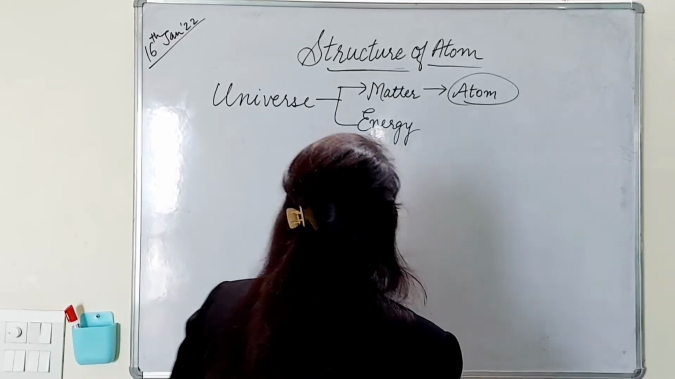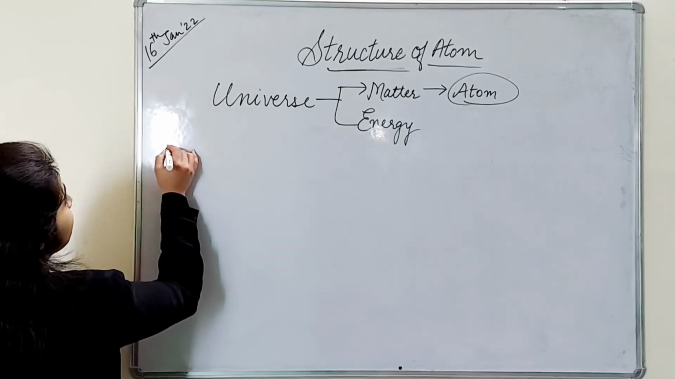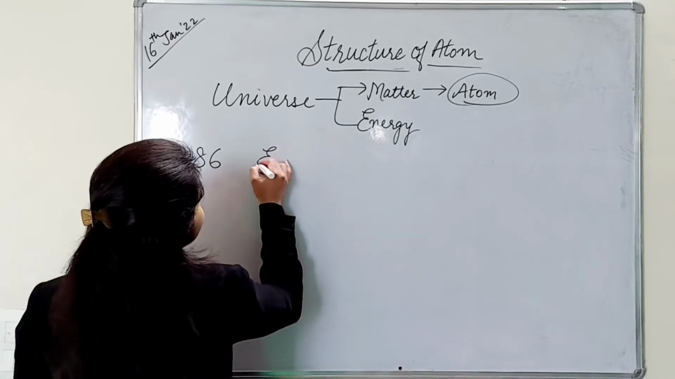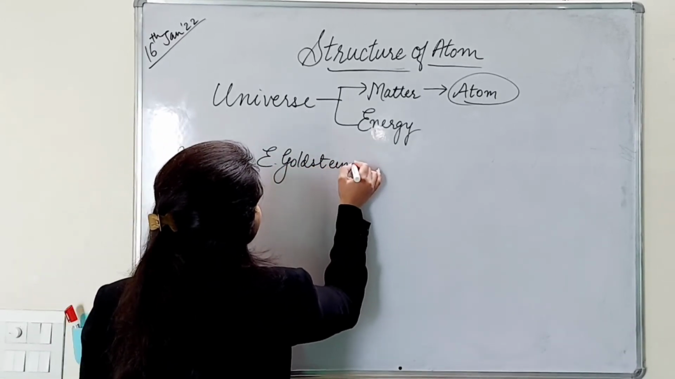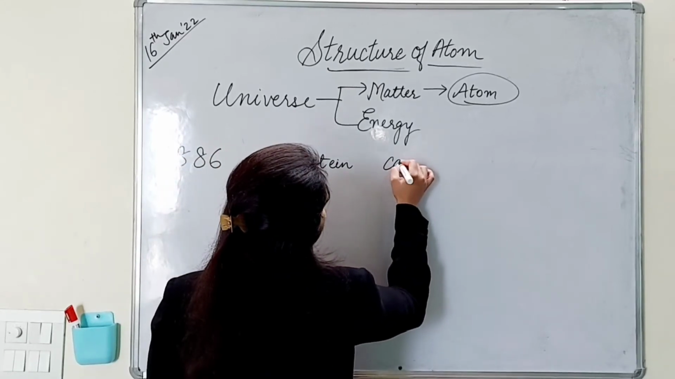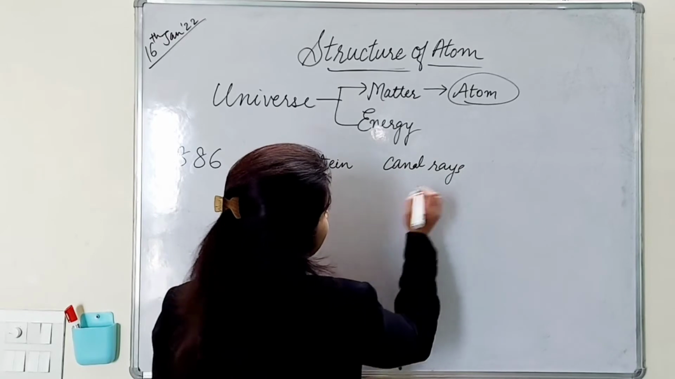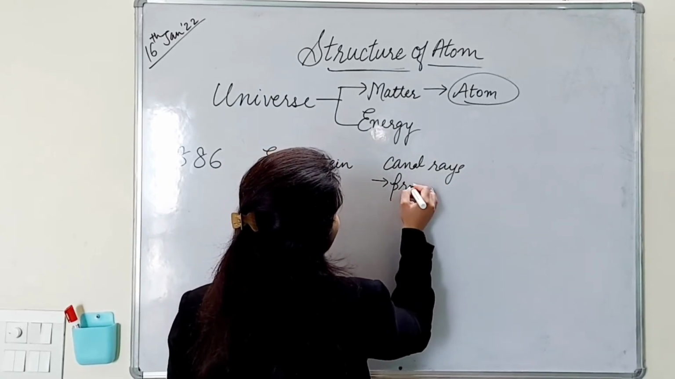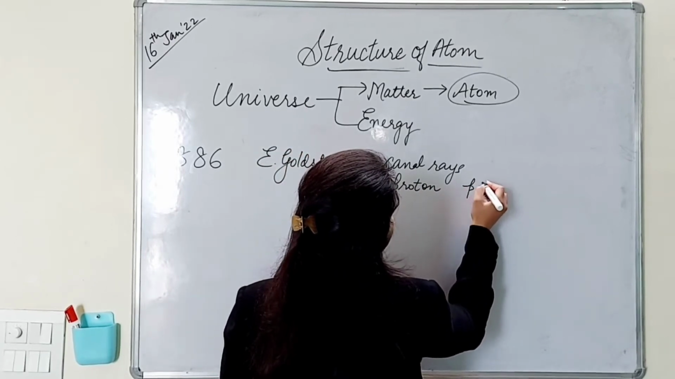So in 18th to 20th century, scientists had worked upon this area and they made a few discoveries. In 1886, E. Goldstein discovered the positively charged rays, which were called the canal rays. And these canal rays gave rise to the discovery of proton, which is a positively charged element denoted with P+.